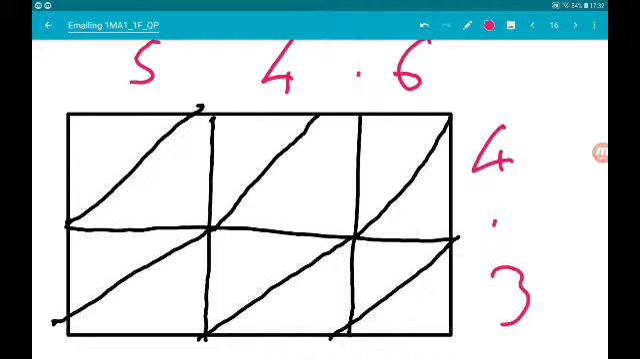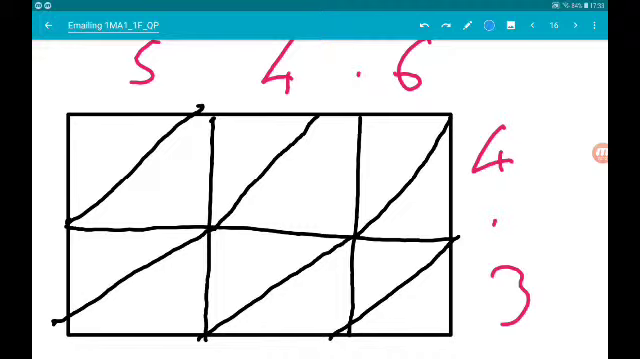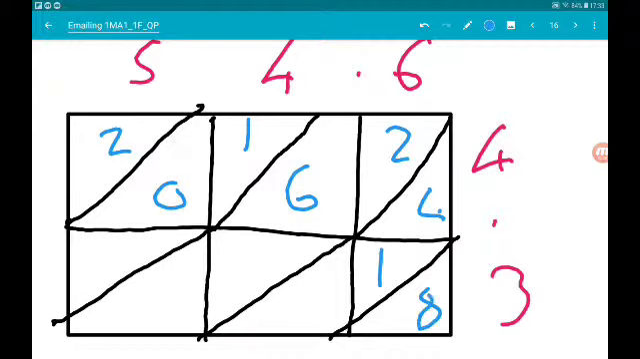So 4 times 6 is 24. Change colour. So 24. 4 times 4 is 16. 4 times 5 is 20. 3 times 6 is 18. 3 times 4 is 12. 3 times 5 is 15.